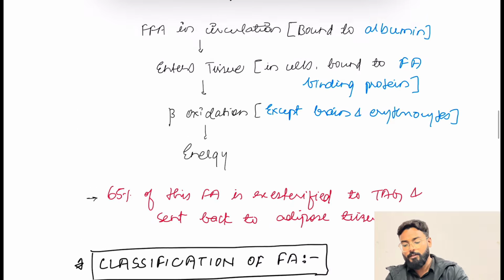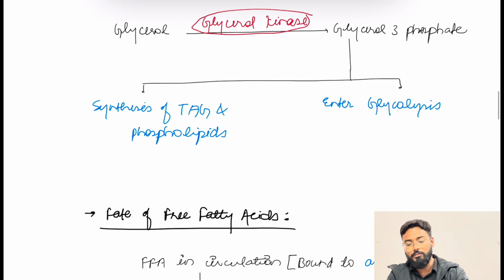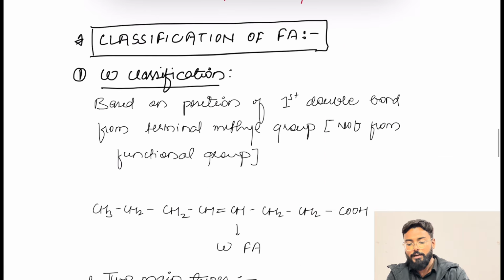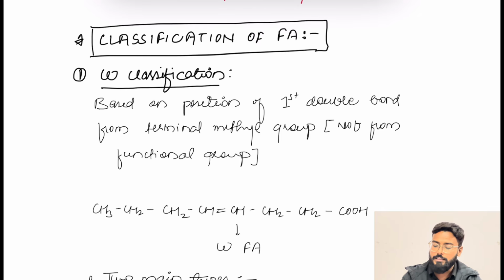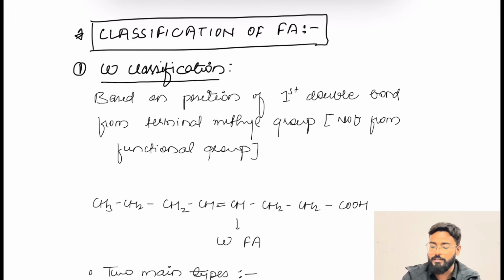Now, we saw the fate of glycerol and we saw the fate of free fatty acid. Now, we can classify the fatty acid based on some properties. So the first classification that we need to learn is your omega classification. It is based on the position of the first double bond from the terminal methyl group, not from the functional group. Generally, when we do the nomenclature of chemical compounds, we start counting from the functional group end. But in the case of omega classification of fatty acid, the counting starts from the terminal methyl end.